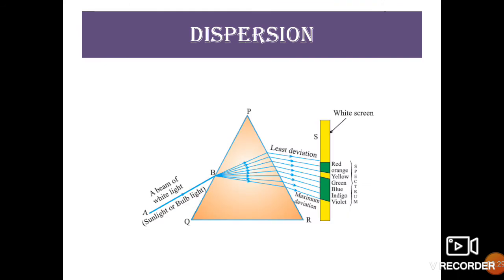Here you can see that when a beam of white light enters the prism, after touching that surface, it splits into its 7 constituent colors, and when it comes out of the prism, we can easily identify the different colors in it. Here the least deviation, least bending, happens to red color, and maximum deviation happens to the violet color.